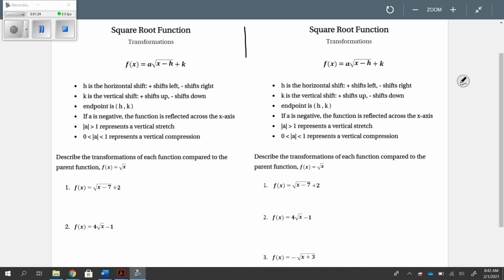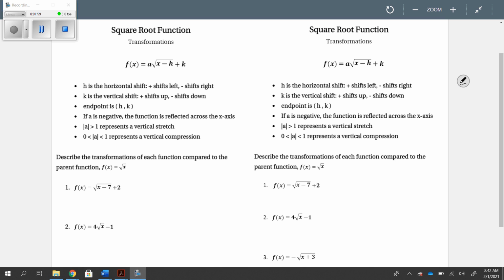Remember, we should know already from our graphs that the square root looks kind of weird. It's like that. It's not a full parabola, it's not a line, it's literally drawn out like that. So the end point here is whatever (h, k) is. Then if a is negative, the function is reflected across the x-axis. So if this would be -2, it's reflected across the x-axis.